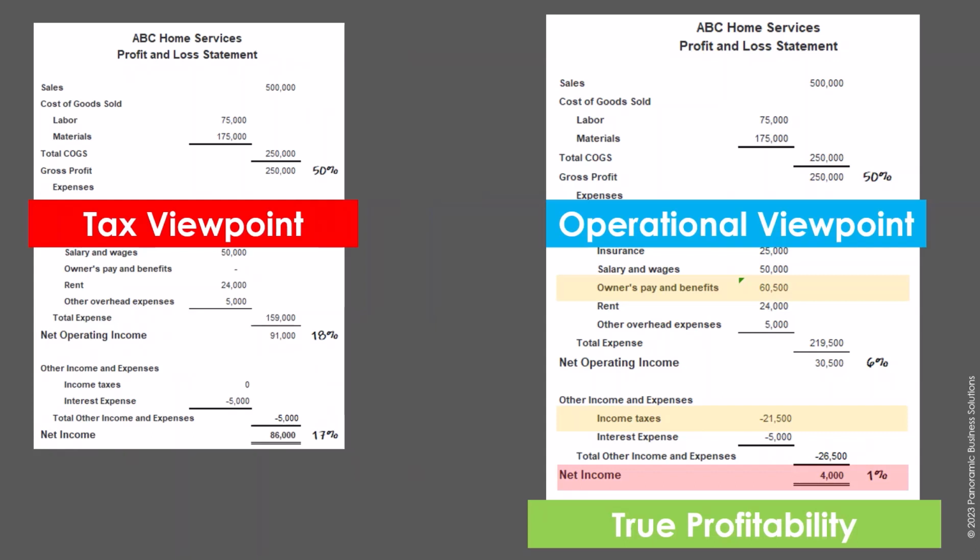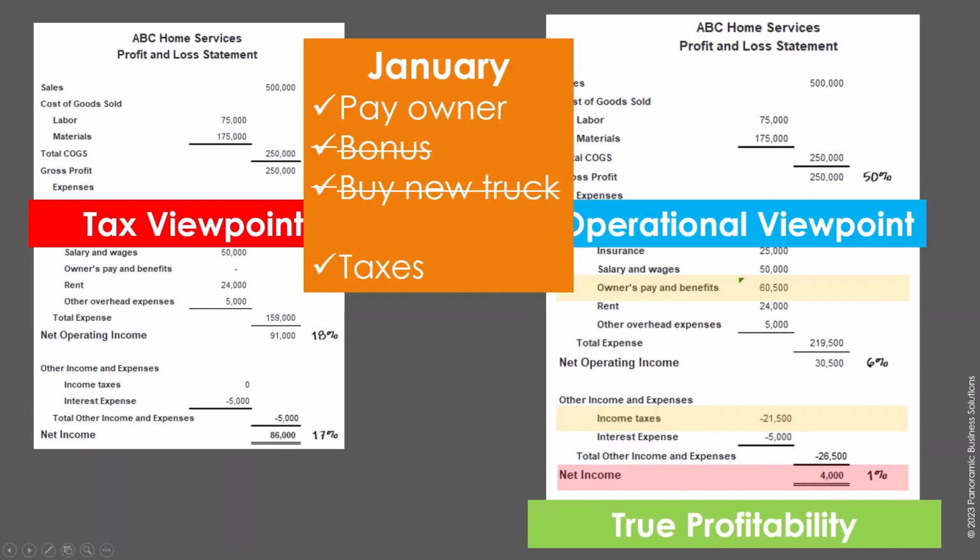Notice how over on the left you thought you were profitable, leading you to make a bunch of financial decisions, but in reality, after you consider all the cost of doing business, your bottom line is almost break even at only 1%. So if you had this new information back in January, what decisions would you have made differently?